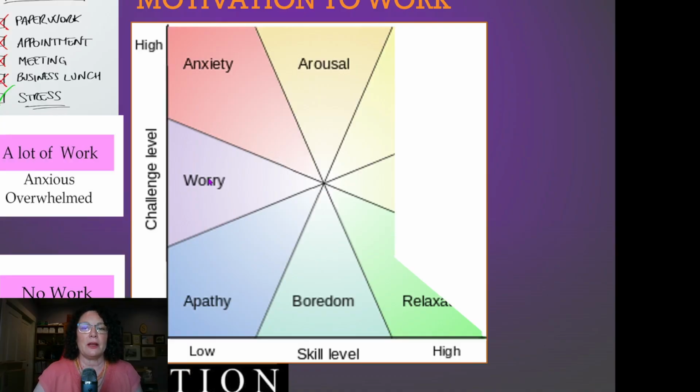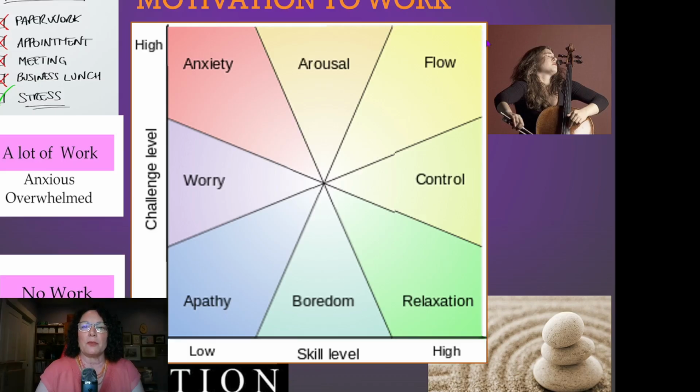Now, if you look up here where it's low skill level, high challenge, this might be a person who has a lot of work that they're trying to get done. So it doesn't take a lot of skill to do it, but it's hard to get this all done. And so a person with a lot of work to accomplish might feel anxious or overwhelmed. They might be worried. They might be experiencing some levels of arousal where they are feeling increased heart rate or increased blood pressure, something like that.